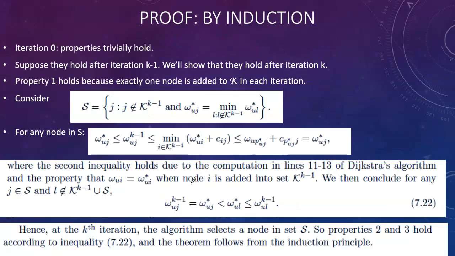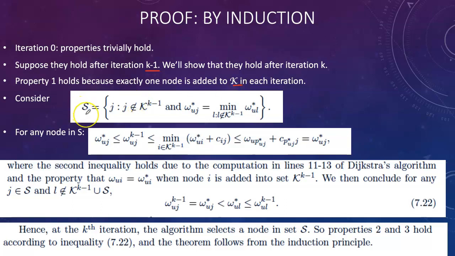Let's prove these properties. First of all, at the initialization, meaning iteration 0, the properties trivially hold. We will use induction for this proof. Suppose the properties hold after iteration k minus 1. We will show that they also hold after iteration k. Now, as I said before, property 1 holds clearly because exactly one node is added into kappa in each iteration.